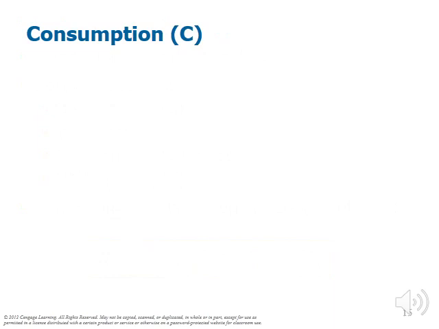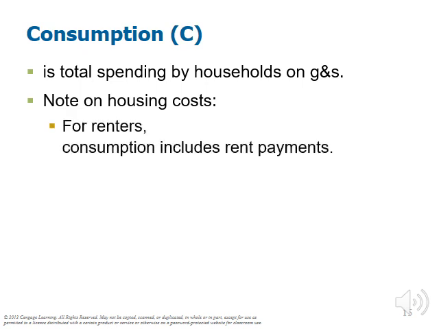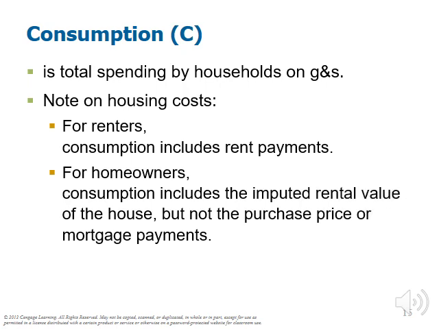Consumption. Consumption is total spending undertaken by households on goods and services. Note on housing costs: for renters, consumption includes rent payments. It's like a service that you're purchasing. For homeowners, consumption includes the imputed rental value of the house, but not the purchase price or mortgage payments. As it turns out, these will be included in investment.